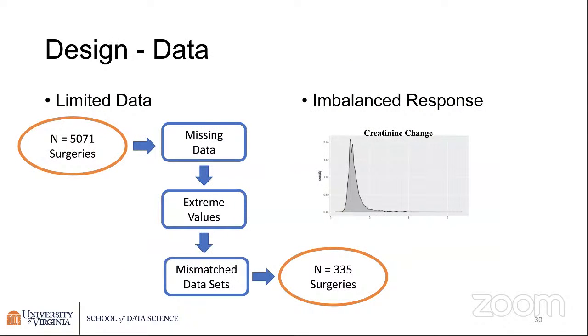The design. Sadly, we only had 5,000 surgeries in the data set that we could work with. But even more sadly, if you look at missing data, extreme values, and mismatches between data sets, we ended up with only 335 that could be used for the analysis. So this is a problem that we find all the time, again, in the health area, that we need to work with. And we also have imbalance.